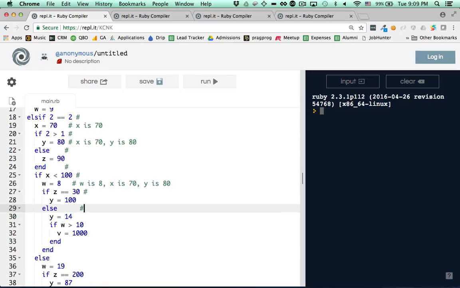Yeah, how would you say 29 in English? Else, what does else mean? How would you say this line, what does this else represent? Yeah, z is not equal to 30. So z is not 30, so we move on to line 30. Y is 14. So now we're at w is 8, x is 70, y is 14. What line processes next? 31.